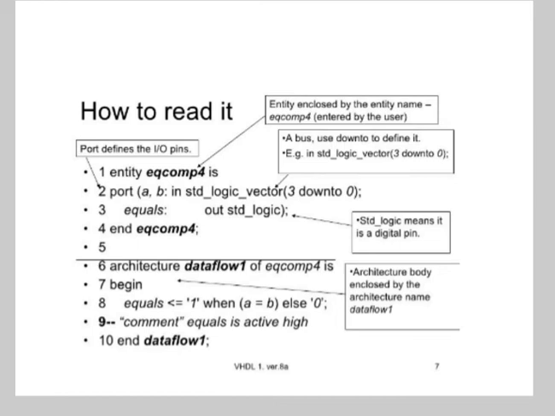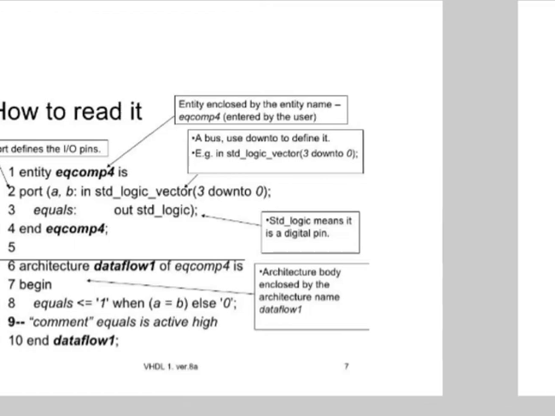Enclosed by the entity name, so it is entered by the user. We can give any name to this. Then second is the port, that is, it defines the input output pins. So here A, B are the inputs, 3 down to 0, and F is the output, that is out, standard logic. Then end entity. Then architecture, enclosed by the architecture name, data flow. Here the data flow is the name of the architecture body. Then the program for this is written here and end data flow.